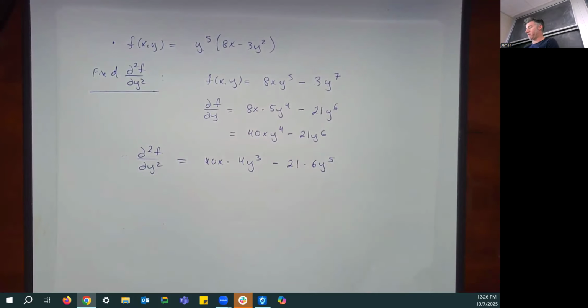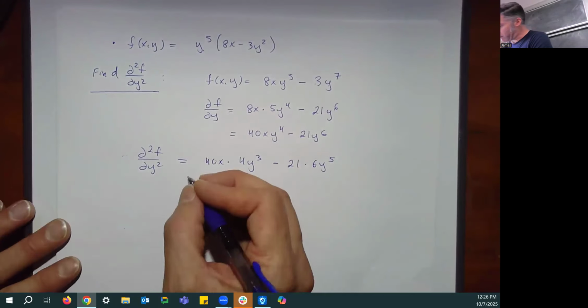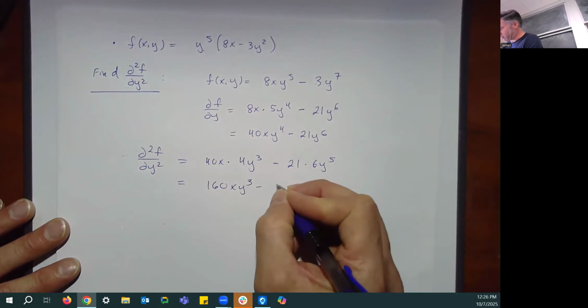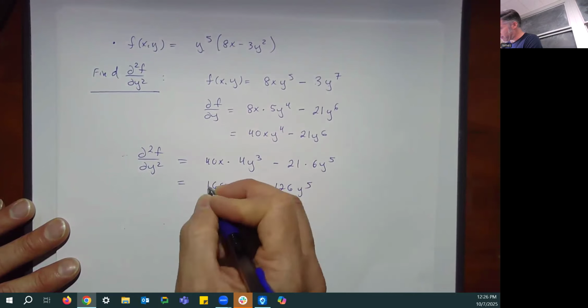So there's my very acceptable second partial derivative with respect to y. 40x times 4y cubed minus 21 times 6y to the fifth. But if we wanted to simplify it, it would be 160xy cubed minus 126y to the fifth.